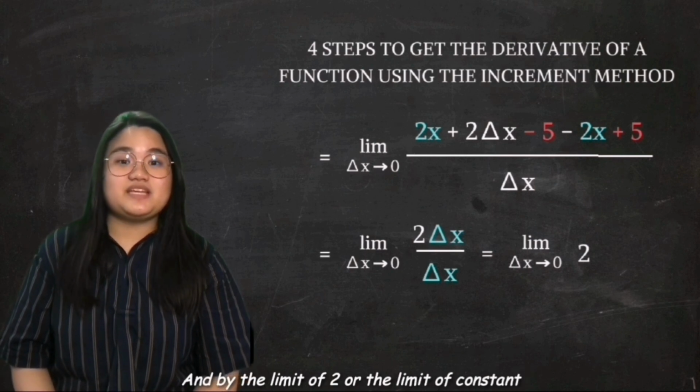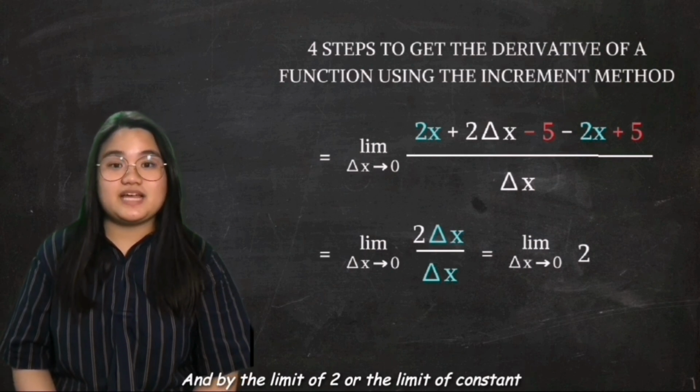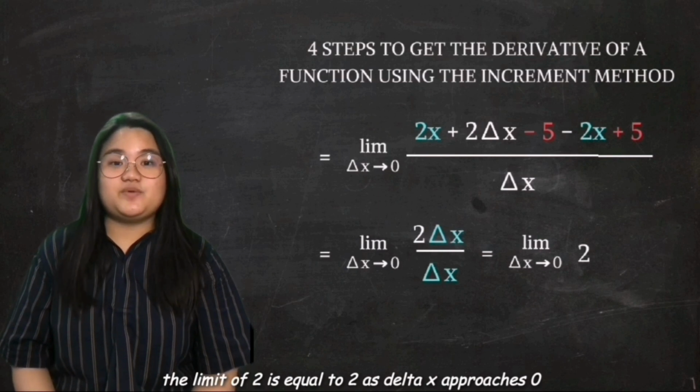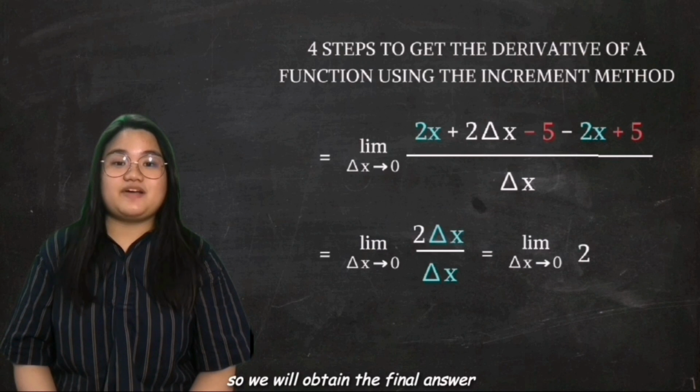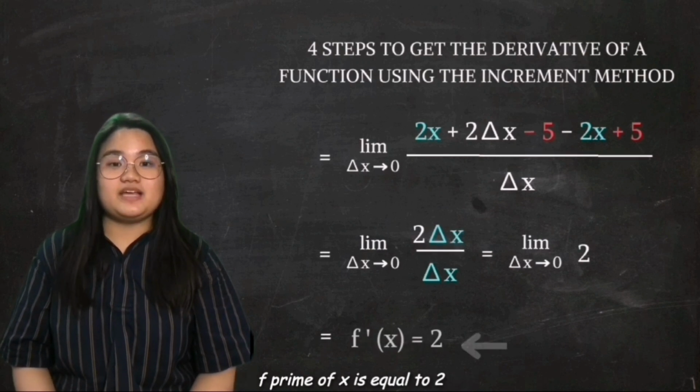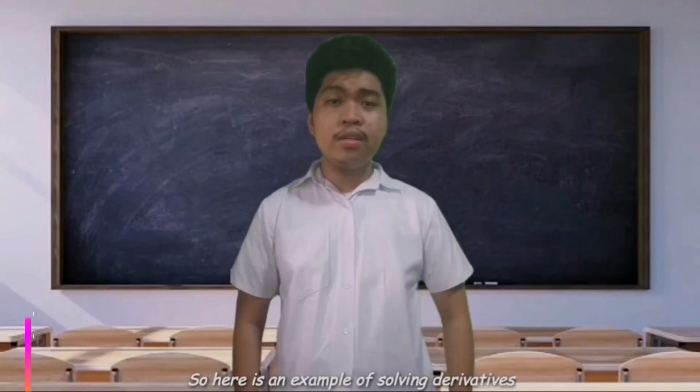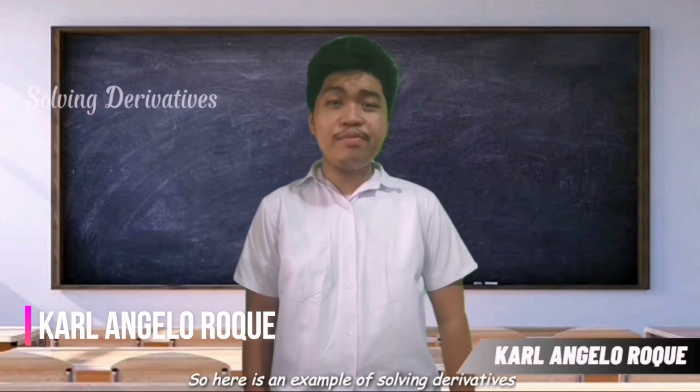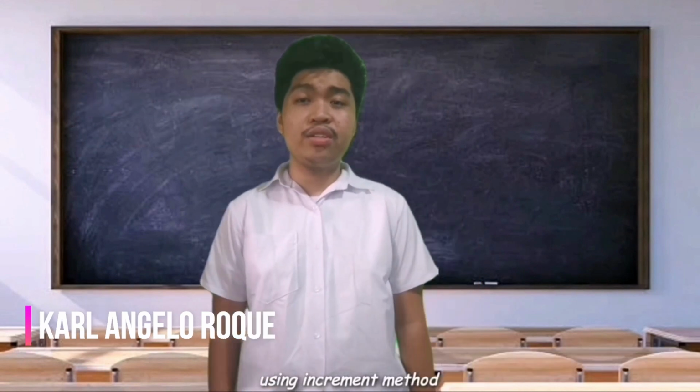And by the limit theorem 2, or the limit of a constant, the limit of 2 is equal to 2 as delta x approaches 0. So we will obtain a final answer of f prime of x is equal to 2. So here is an example of solving derivatives using the increment method.